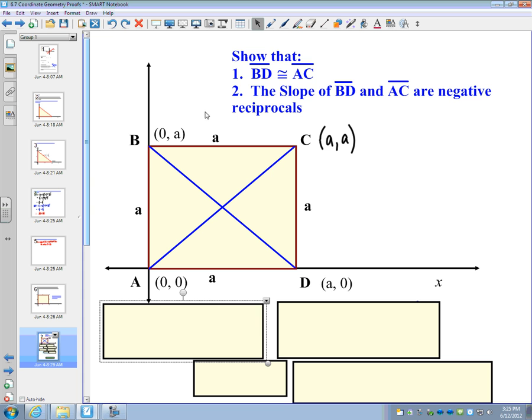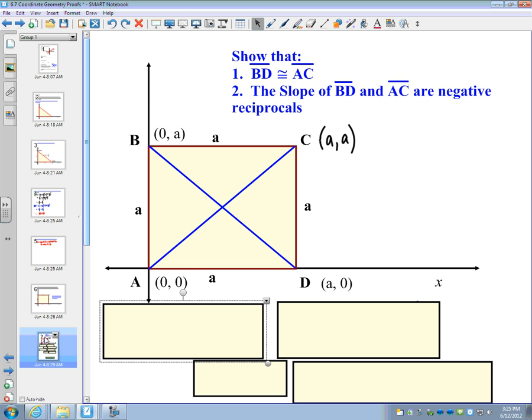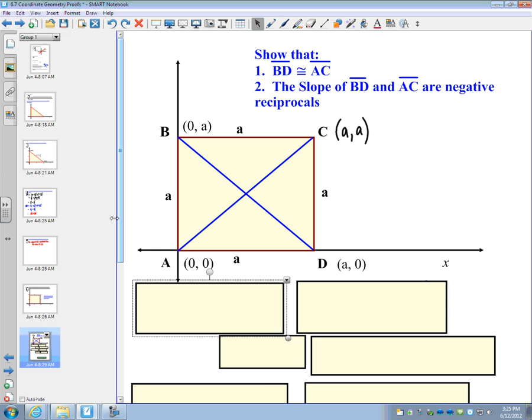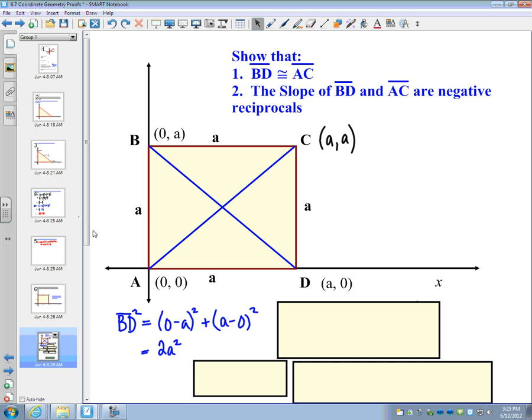The line BD is equal to AC, and we need to show that the slopes are negative reciprocals. Why? Because we are trying to prove that they are perpendicular and congruent. Congruent is fine. Perpendicular means we have to show they have negative reciprocal slopes. So here's how we're going to go about that. The distance BD squared is equal to (0 minus a) squared plus (a minus 0) squared. Squaring that, we get a squared plus a squared, or 2a squared. The distance AC, same thing, we get 2a squared.